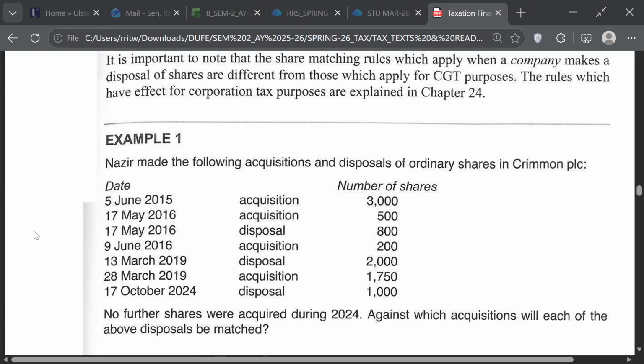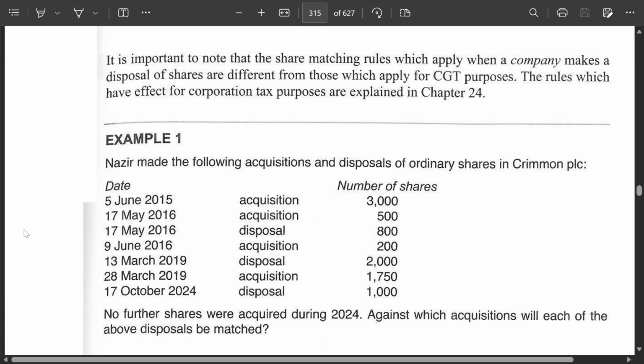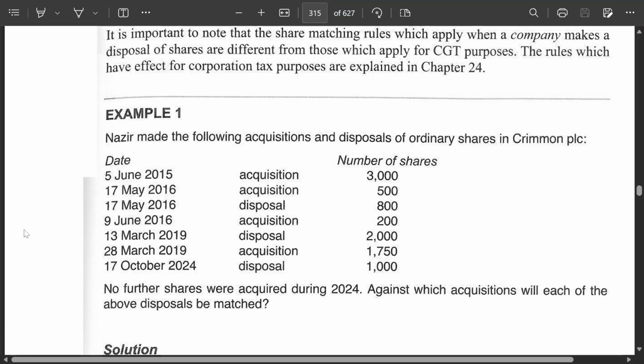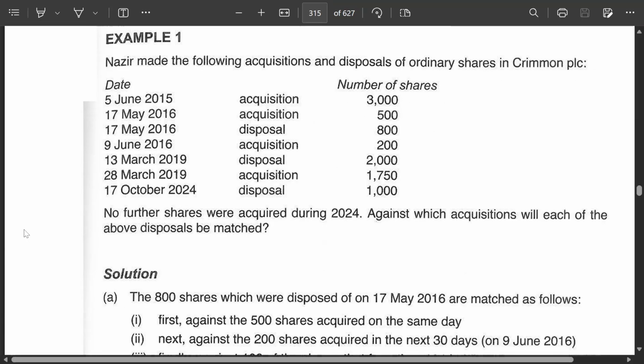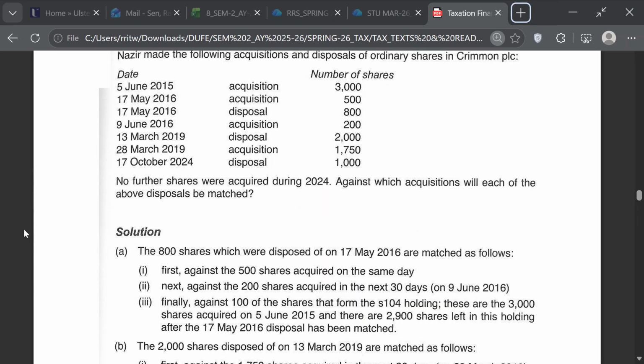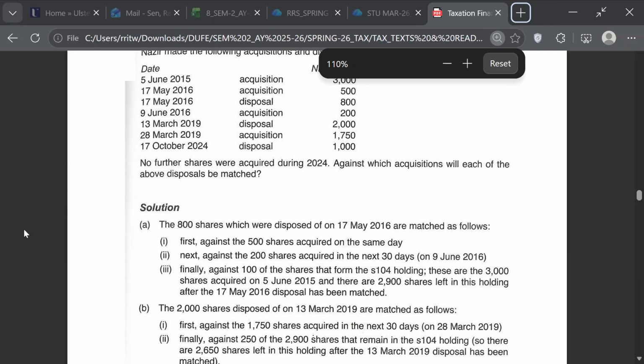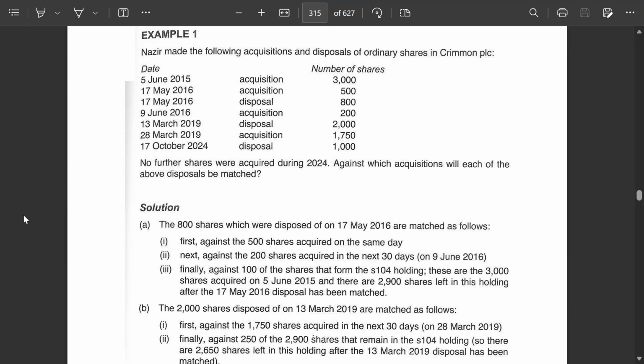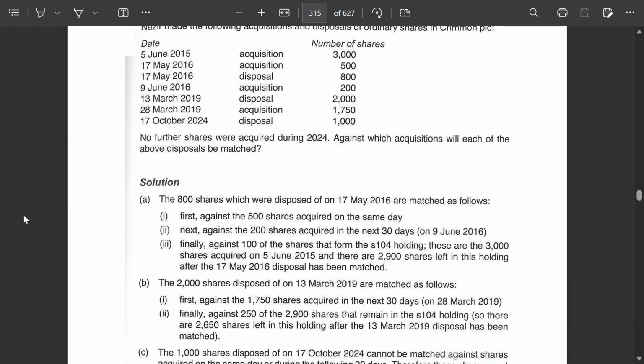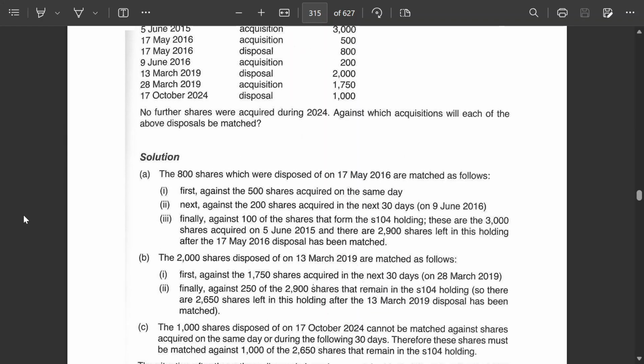Right, okay, so that's different for now. Nazir made the following acquisition and disposal. Against which of the acquisitions should each of the above disposals be made? I'm going to make it a little smaller so we can see everything in one view. Example 1 we don't need to see. We are just going to look at, we don't even need the date.